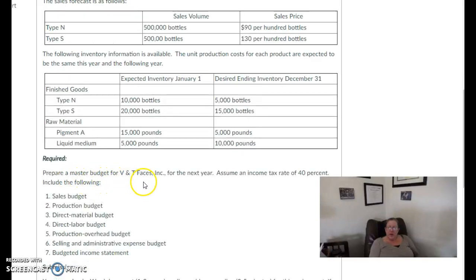So you're to prepare a master budget for V&T Faces Incorporated for the next year and assume an income tax rate of 40%. You'll need to do a sales budget, a production budget, a direct material budget, direct labor budget, production overhead, and selling and administrative expense budget, and then a budgeted income statement.